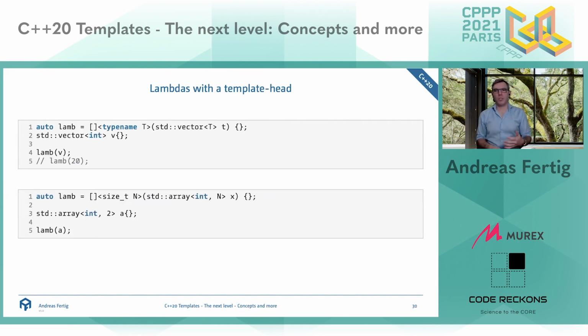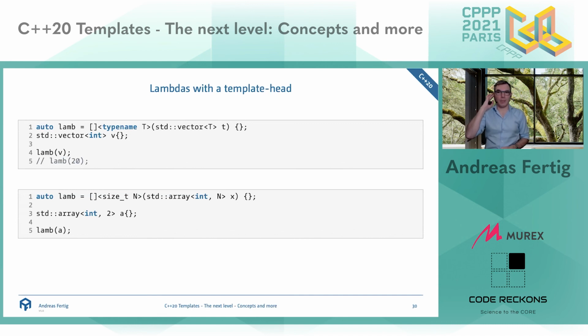And here are two examples of how you can use this, to give you something to think about. In line number 1 at the top, I create myself a lambda called lamb. And of course, it's a lambda with a template head. It takes a typename T, and as the parameter of this lambda, it takes a std::vector of T. That enables me to call this lambda with a std::vector of int called v in line number 4, but I can no longer call this lambda with just the number 20, like in line number 5. And that's really great.